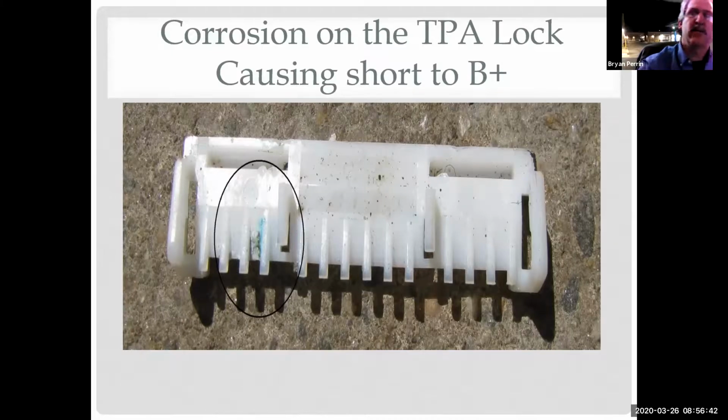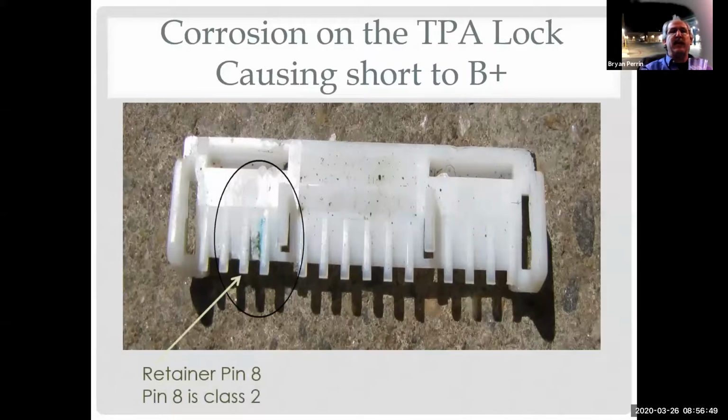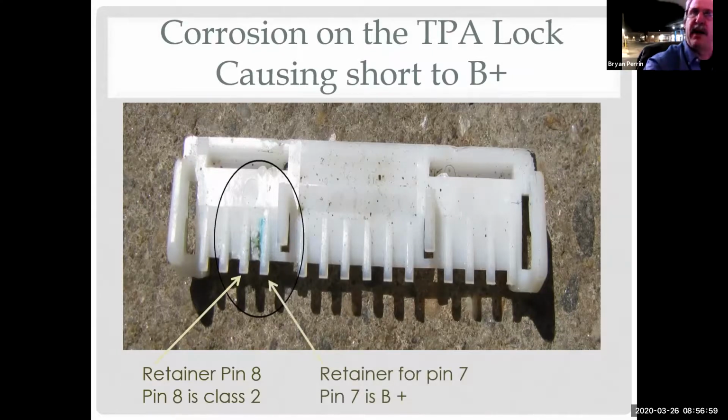That little green is corrosion. And that corrosion was between two terminals. Between retainer for pin 8, which is our class 2 data that should have had 0 volts, and pin 7, which is battery positive. So we're getting almost 90% of my battery voltage to go through that corrosion and get to the next connector.